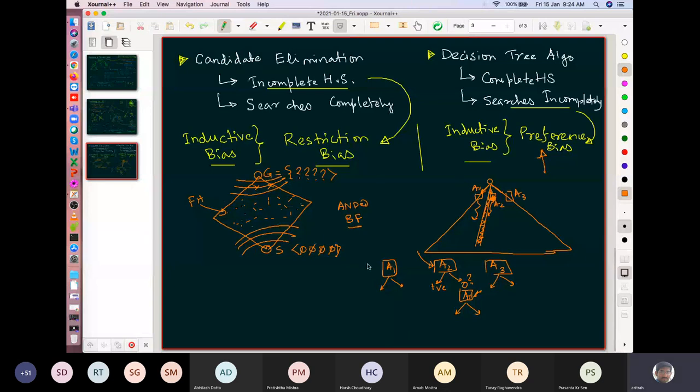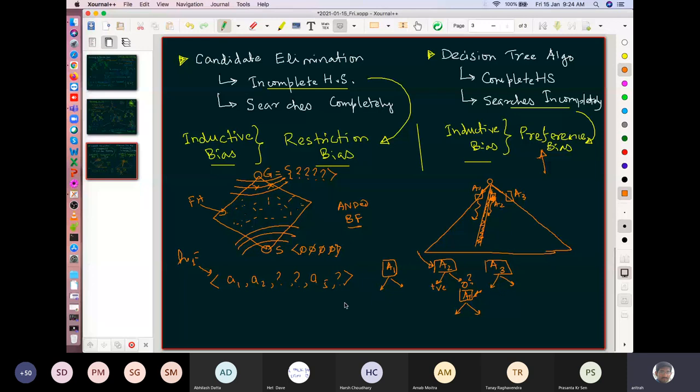Sir, could you explain candidate elimination again briefly? I could not understand. So candidate elimination means you have a hypothesis space, which means that you have certain values of attributes, and something could be like this. So this is a particular hypothesis. Let's say I call it H1. So there are many such in this.